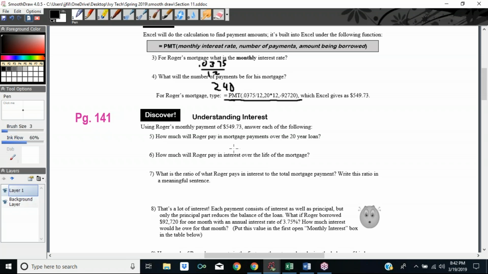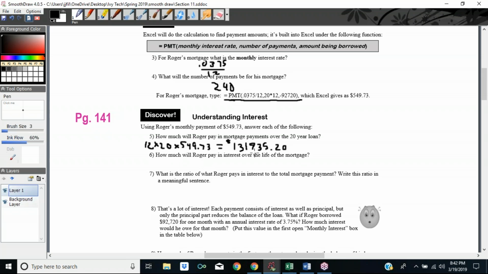How much will Roger pay in mortgage payments over the 20-year loan? Well, we're going to take 12 times 20, the number of payments, or we can take 240 if you want, times that 549.73, and that's how much he'll have paid over that 20 years. And it looks like you guys are getting $131,935.20. So if he makes all of his payments over those 20 years, doesn't sell the house, he will have paid $131,935.20.